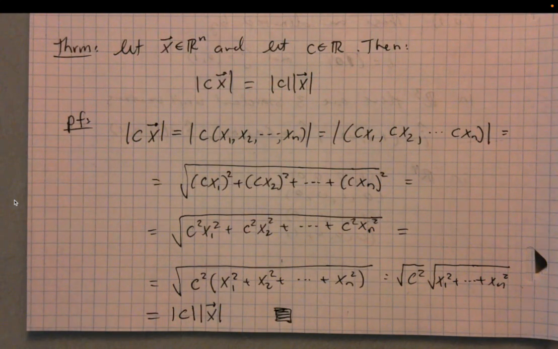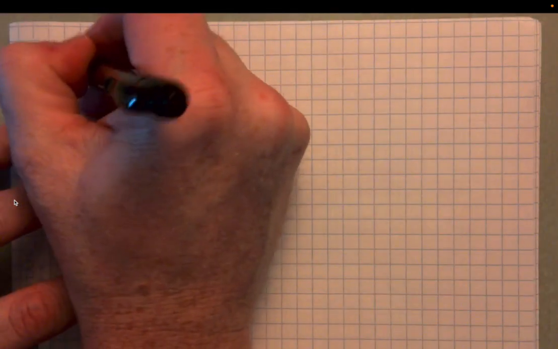Okay. Perfect. All right, let's keep moving forward. We'll frequently want to talk about vectors being in the same direction. So what do we mean by two vectors being in the same direction? Let's define that concept here.